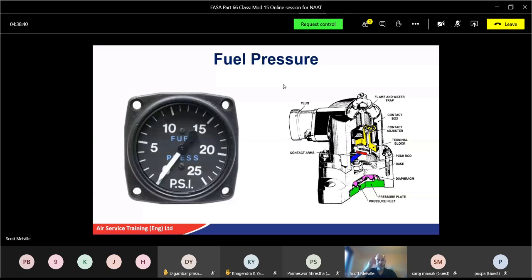So again, you might have a differential pressure switch fitted across the filter as well. And that's just a side version of what we've got there. Pressure inlet, diaphragm, some sort of contact arms, so basically a mechanical micro switch used by fuel.